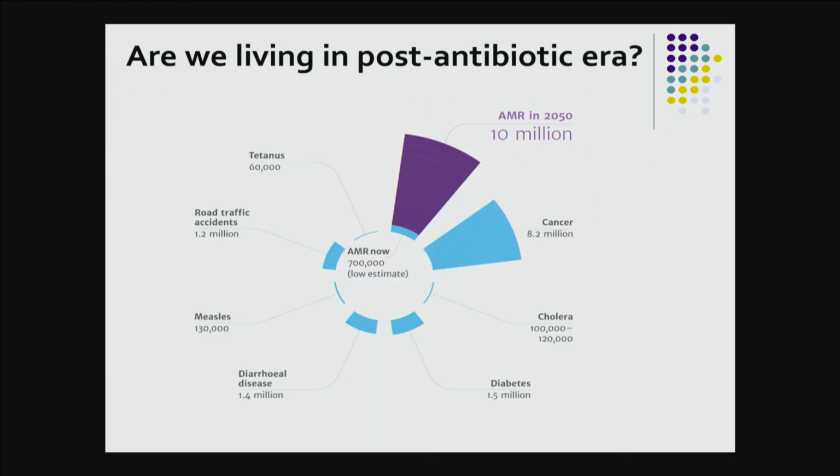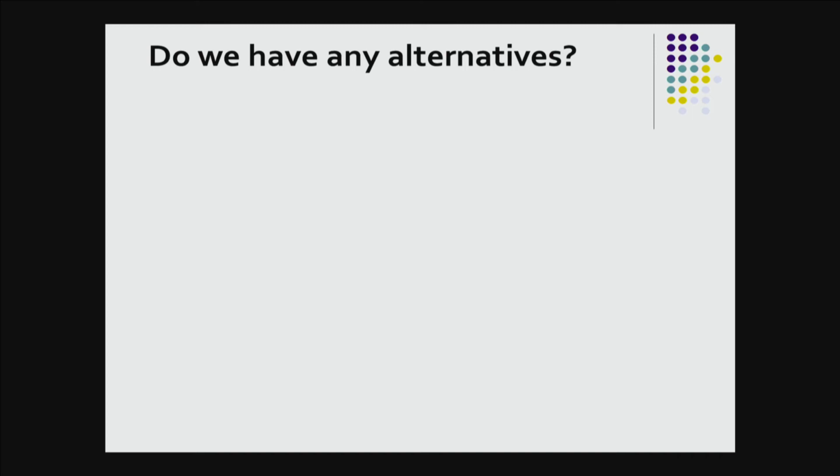Third question. Extra information: Jim O'Neill, the British economist, calculated for the British government that in 2050, infections caused by antimicrobial resistant bacteria will kill 10 million people per year, more than cancer. So my third question is, do we have any alternatives, any other solution?